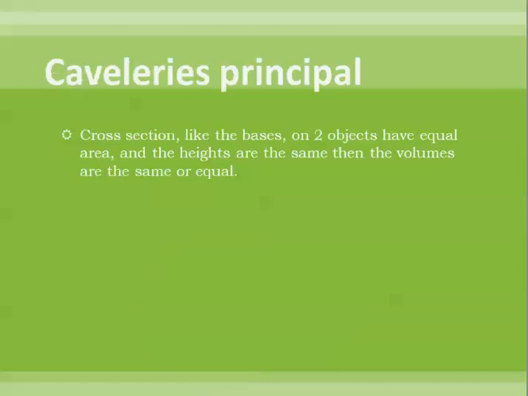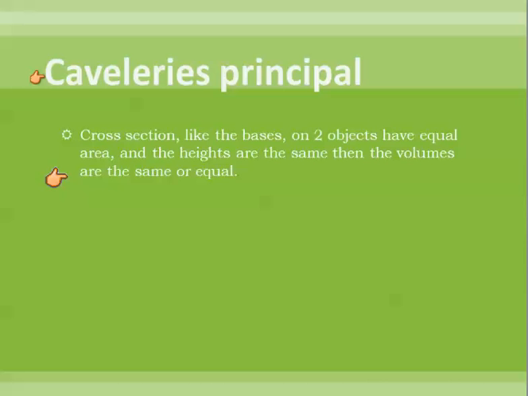Okay? Cavalieri's principle was talked about early in the unit. If I've got two similar objects, they don't even have to be the same types of objects. They just have to be similar type objects. Cross sections, like the bases, of two objects that have equal area, and the heights are the same on them, then the volumes will be equal. If the heights aren't the same, they won't have the same volume. But if their heights are the same, they will have the same volume.